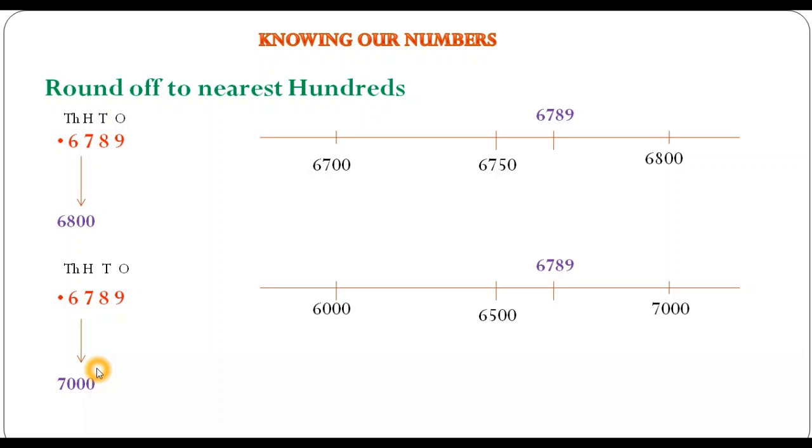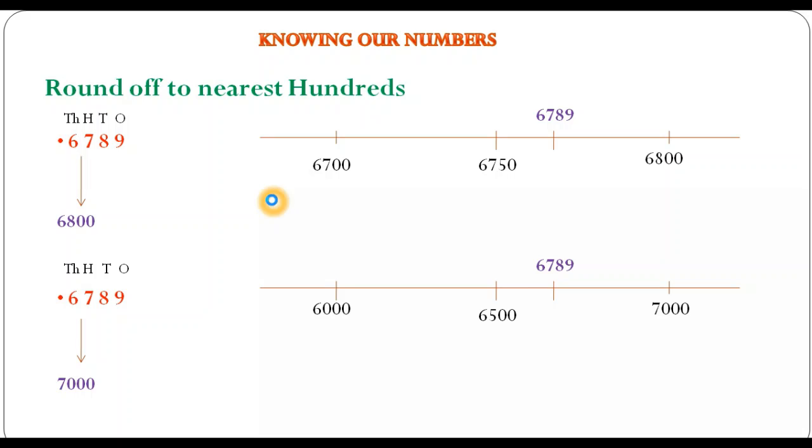So you see, when we round it off to the nearest hundreds, it is 6,800. When we round it off to the nearest thousands, it is 7,000. So if we round it off to the nearest hundreds, we get a more accurate value. I mean, 6,800 is closer to 6,789 than 7,000 is. Right? So it depends on which place we are rounding off a particular number to.